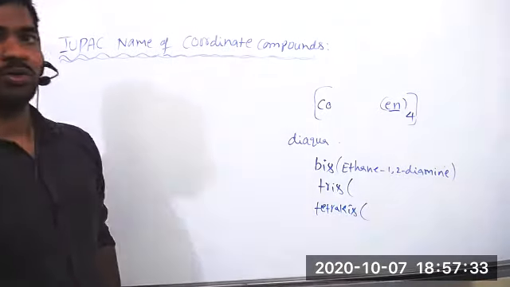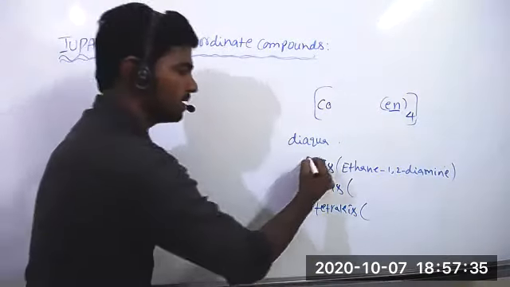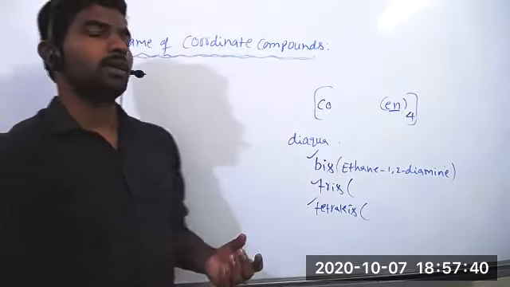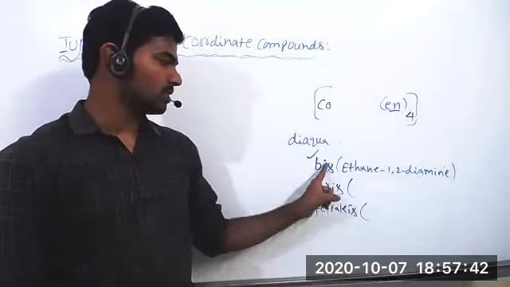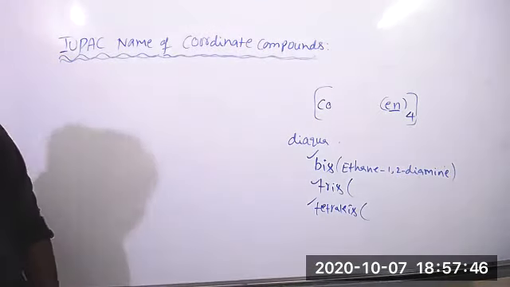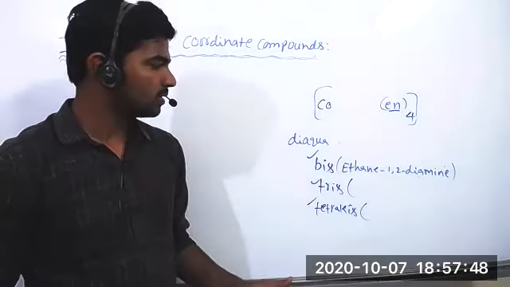Tetrakis ethane 1,2 diamine. So these bis, tris, tetrakis are used when numerical prefixes are already involved in the name of the ligand. This one. Next point... Sir, can you repeat it? Your voice was breaking.